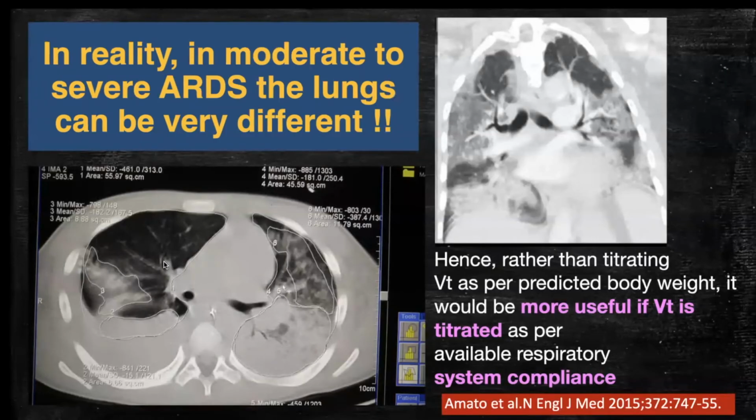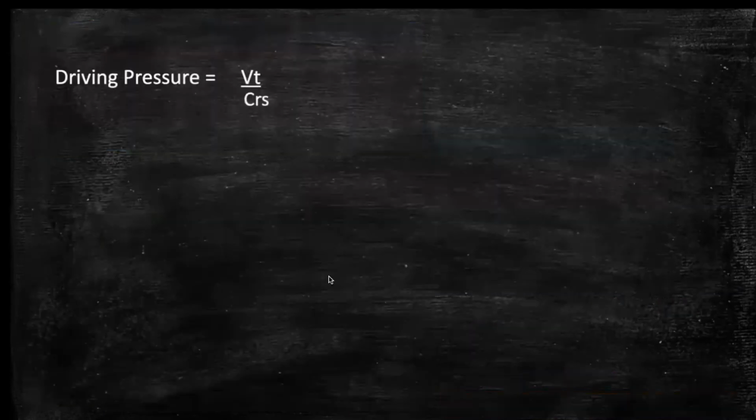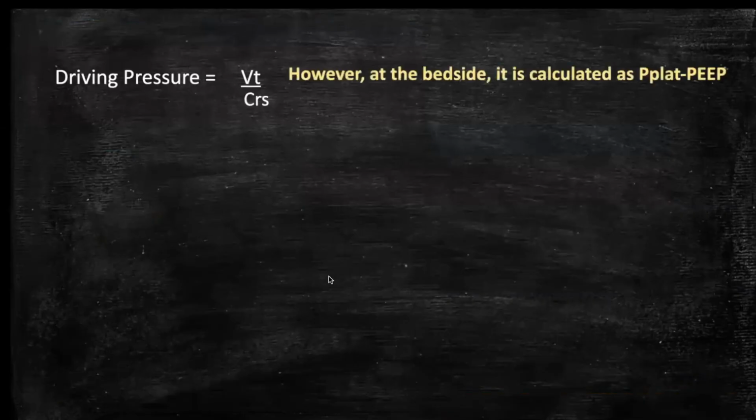Hence, it is recommended to calculate tidal volume as per available respiratory system compliance rather than as per body weight. And this was an important study published in NEJM in 2015 by Amato et al., which showed that this particular strategy of titrating tidal volume based upon respiratory system compliance, that is called driving pressure, was associated with improved outcome. So driving pressure is basically tidal volume titrated to available respiratory compliance.